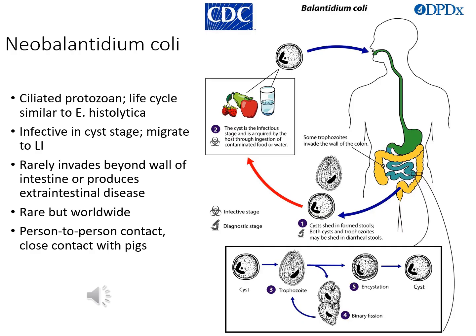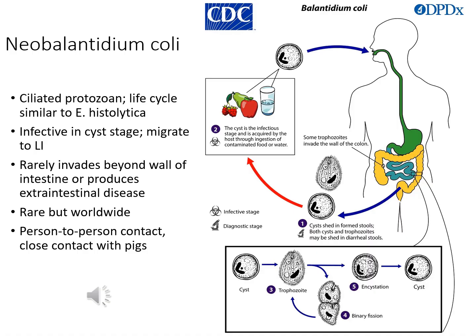Neobalantidium coli is the new genus name. It used to be called Balantidium coli. This is a ciliated protozoan. It basically has little hair-like projections on the cell wall. The life cycle is very similar to Entamoeba histolytica. It's infective in the cyst stage, and they migrate to the large intestine. They rarely invade beyond the wall of the intestine or produce extraintestinal disease.